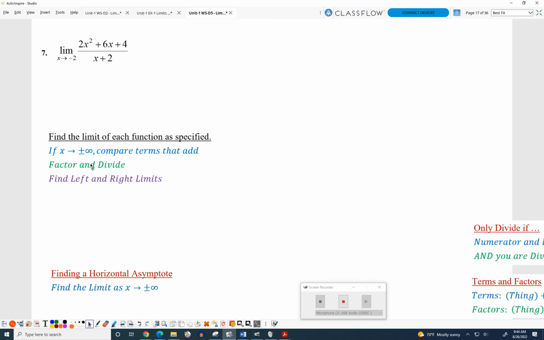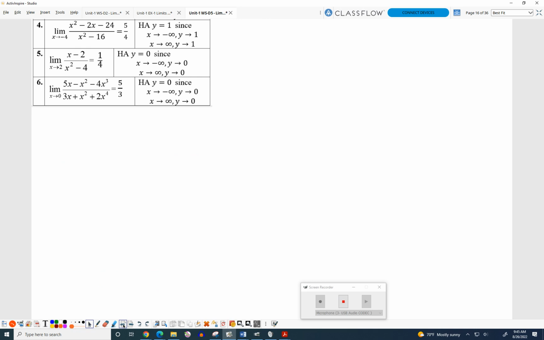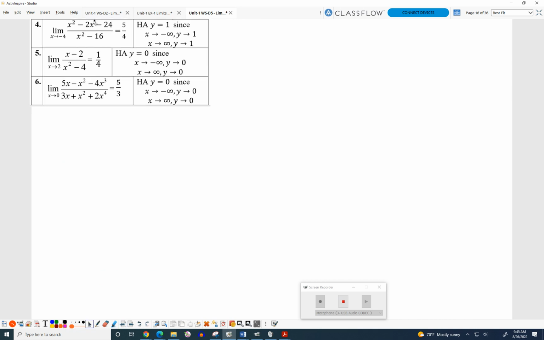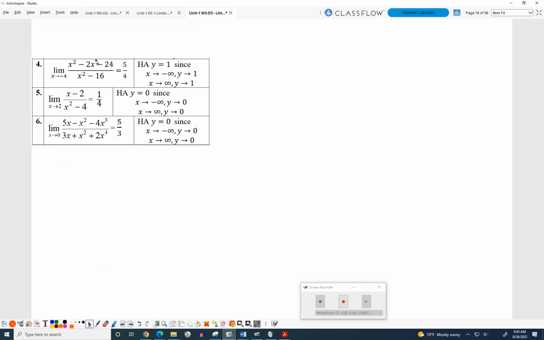Okay, if you look at the very front of the pink packet, it says that for every single problem you're supposed to do two things. You are supposed to find the limit as specified, but you're also supposed to determine if the function has a horizontal asymptote. So every problem has two parts. If you look at the answers, you'll see that they are broken into two parts. For example, here on problem 6, this is the part of the answer that's referring to finding the limit as specified. And then this is the part that's talking about the horizontal asymptote. So two separate things to do for each problem.